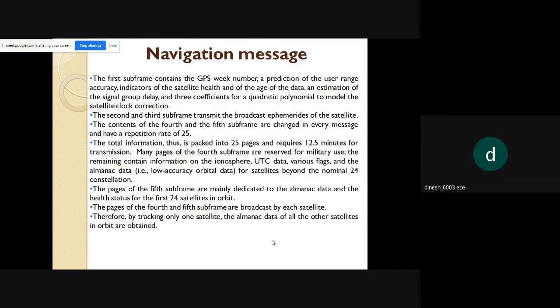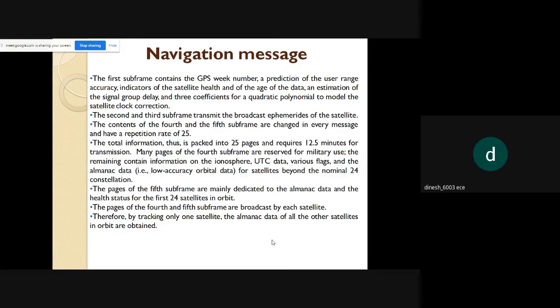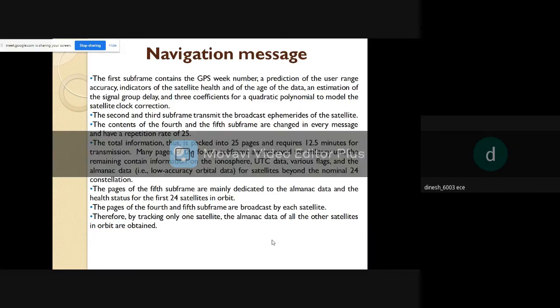The pages of the fifth subframe are mainly dedicated to almanac data and the health status of the first 24 satellites. Why? Because the 24 satellites in orbital positions will determine the accuracy of the position of the object or the satellite which we want to determine. So the health status of that will always be present in the fifth subframe pages. And the pages of the fourth and fifth subframes will always be broadcast by each satellite.